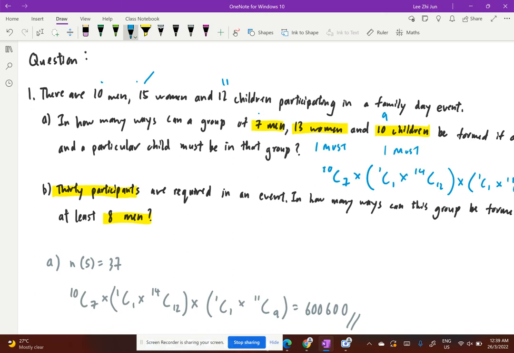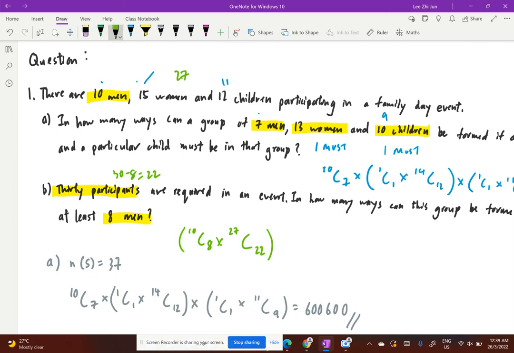B, 30 participants. So how many ways could be found for at least 8 men? You can see there are 10 men, so the minimum is 8 men. So it can be 10C8, which is the minimum. While you can see 15 plus 12, so 27. They do not stress the number of women and children, right? So 27 we just combine. So 30 minus 8, we get 22. So from these 27 people, we pick 22.